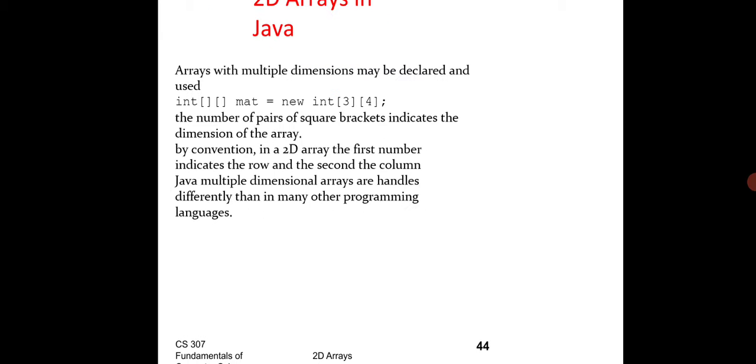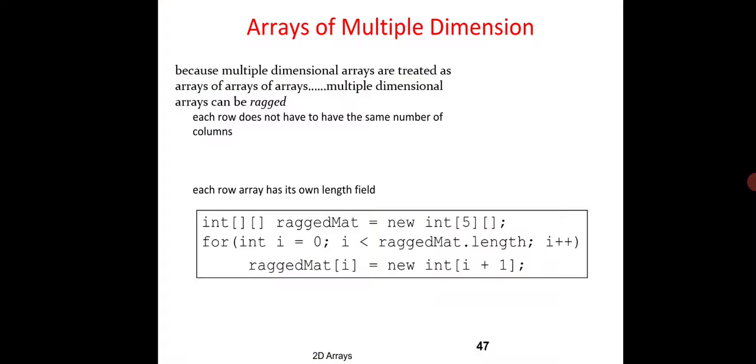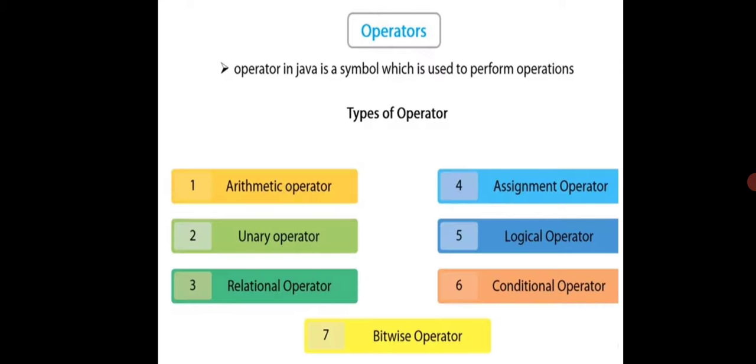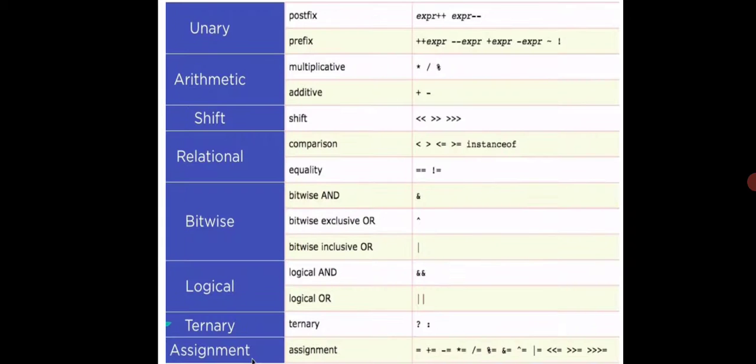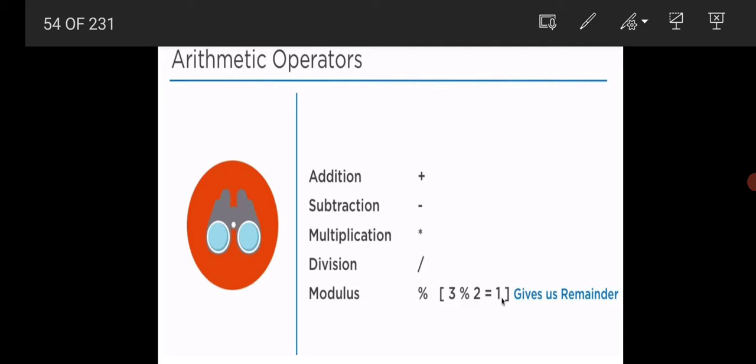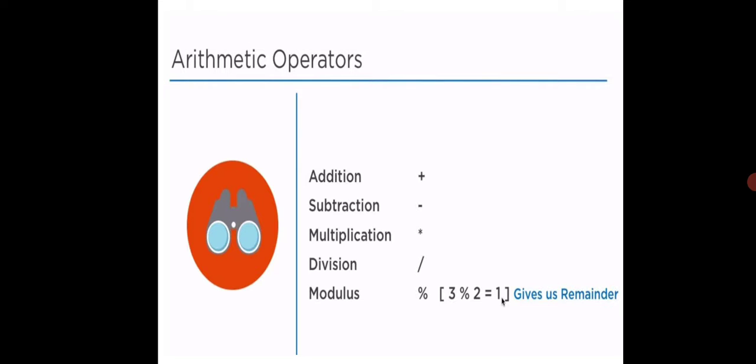Then next we are going to see about expressions and operators. These are all the basic operators available in our Java programming. First one is the arithmetic operator, unary operator, relational operator, then assignment operator, logical operator, conditional operator, and bitwise operator. First of all, we will see the arithmetic operator. The arithmetic operator has addition, subtraction, multiplication, division, modulus, like this.